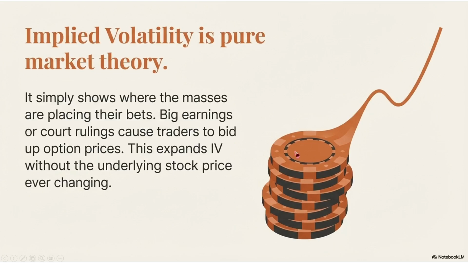So it's vital to remember that implied volatility is pure market theory. It simply shows where the masses are placing their bets. If a big earnings report or a court ruling is coming up, traders will bid up option prices. This bidding expands the implied volatility without the underlying stock price ever changing itself.